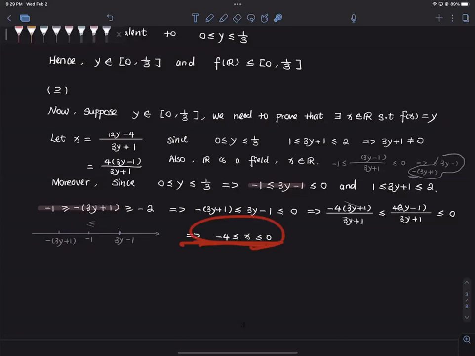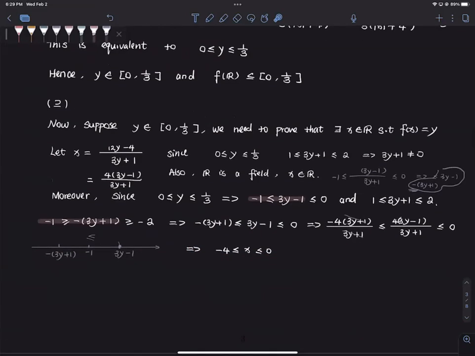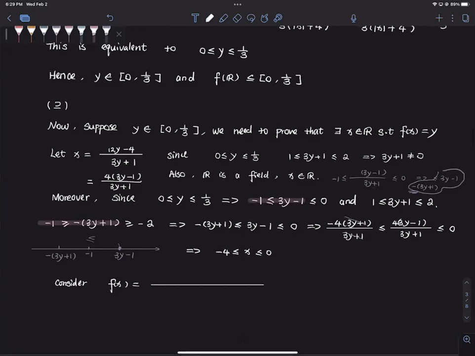When x is in between this, let me just plug it back in. So consider, we reached there. Consider f of x. Now you can plug it back in. I'm just plugging it back in. Not doing anything hard. Minus 4 over 3y plus 1. And then it's plus 4, right? And then down here, it's 3 times 12y minus 4 over 3y plus 1 and plus 12.